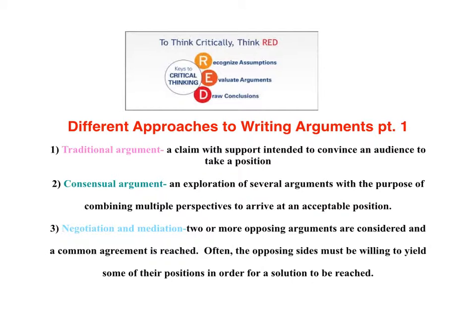The third type of argument is called negotiation and mediation. This is when 2 or more opposing arguments are considered and a common agreement is reached. Often, the opposing sides must be willing to yield some of their positions in order for a solution to be reached.